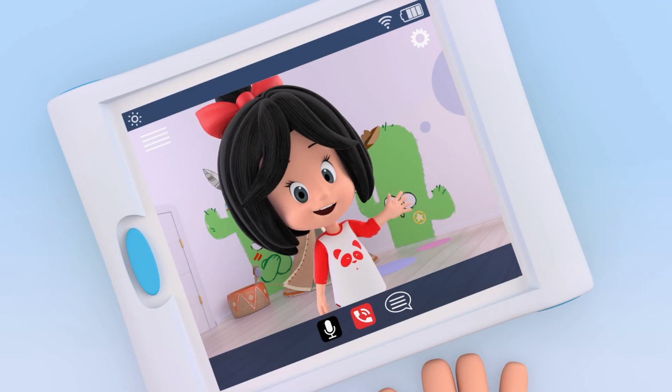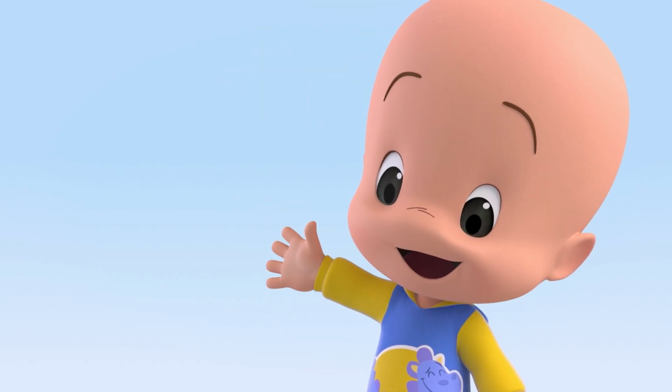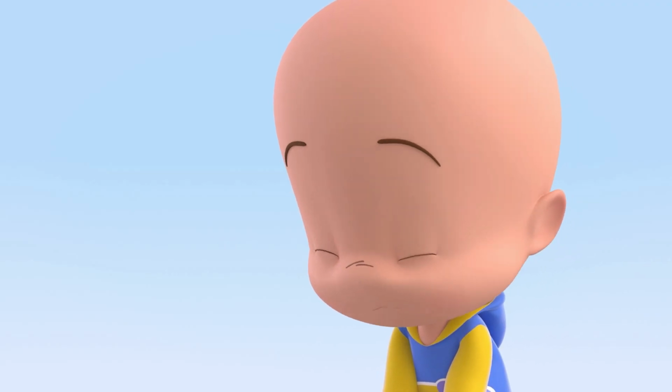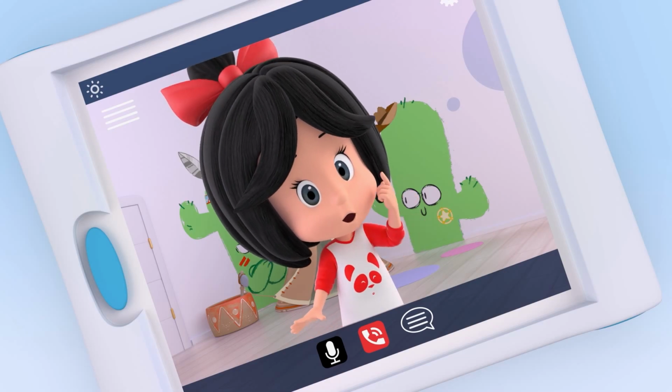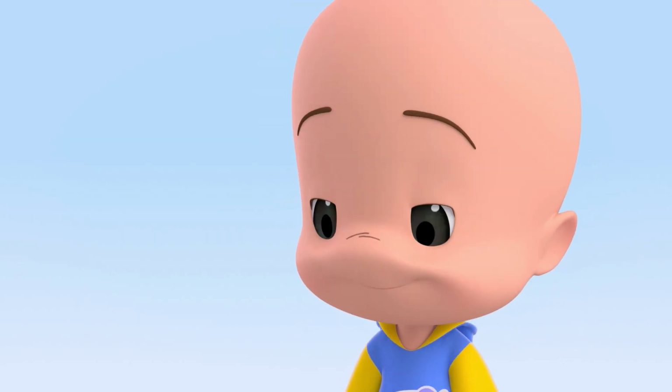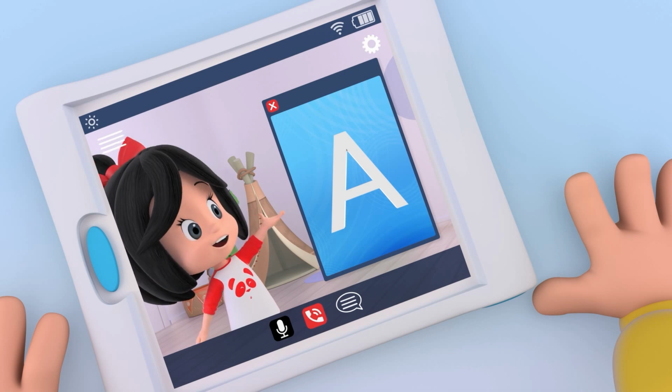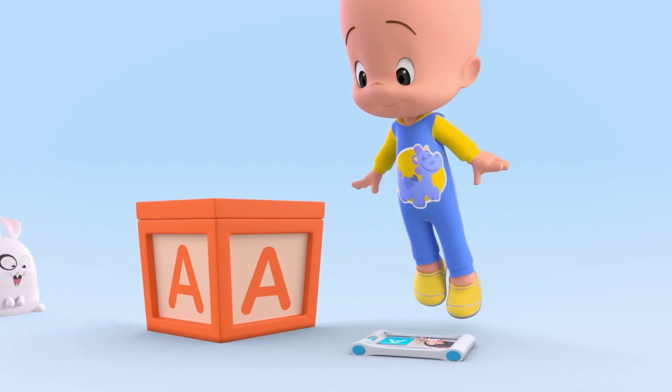Hello, Cuquín. Do you know what's inside the boxes? Animals. Do you want to see them? To know which animal starts with the vowel A, you need to write it down.